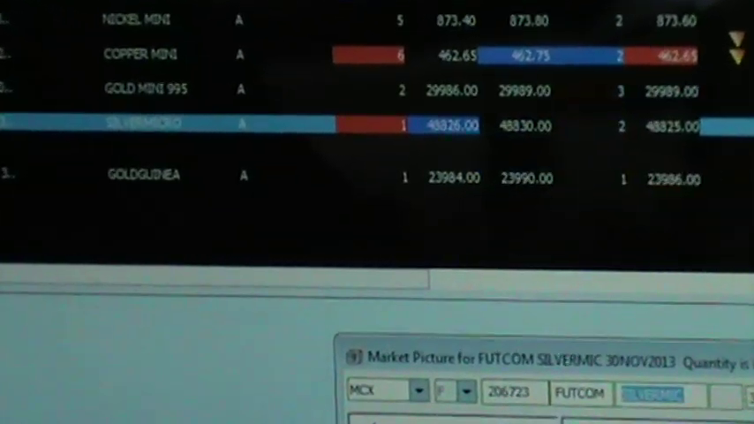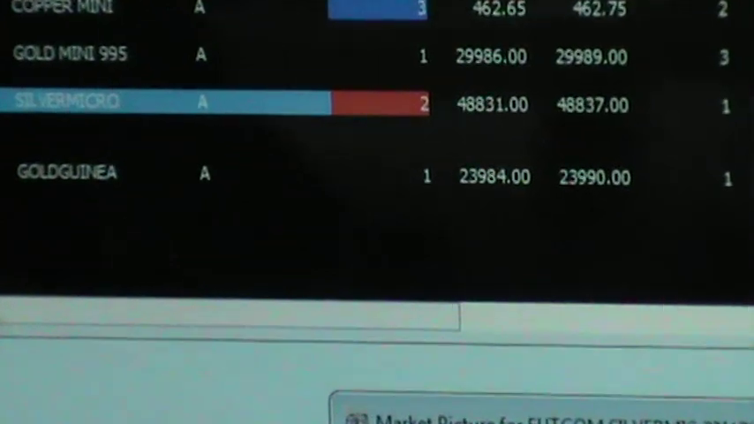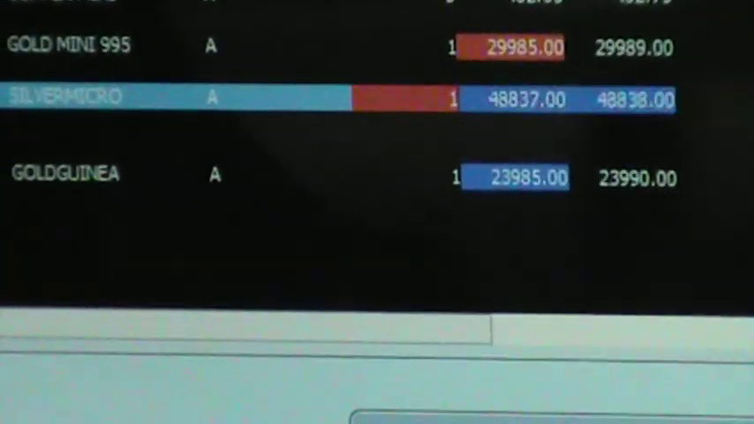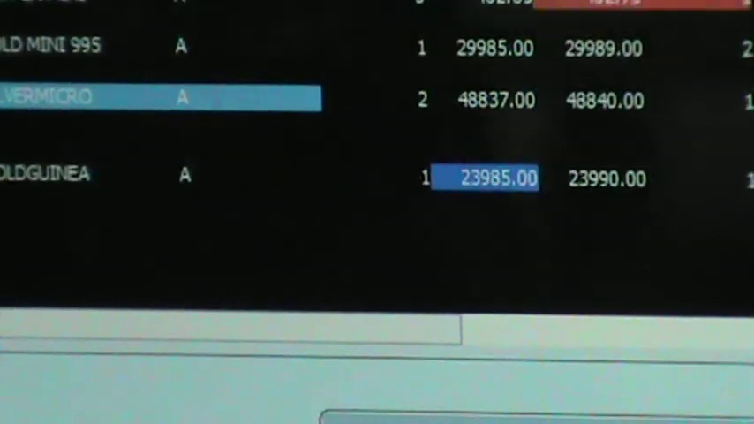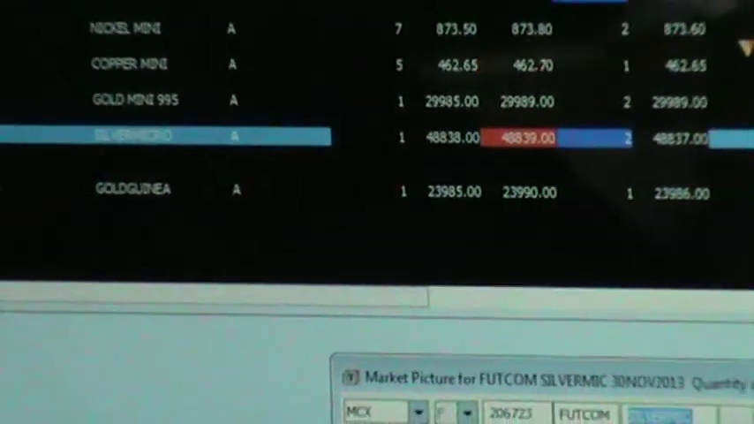Now silver micro, see it is running 48,820 and the average is 48,870. It is slightly below the average, so it is comparatively less weak than gold. Now buyers and sellers: 3,600 buyers and 3,500 sellers. Slightly the buyers are more. Now we are going to the chart.